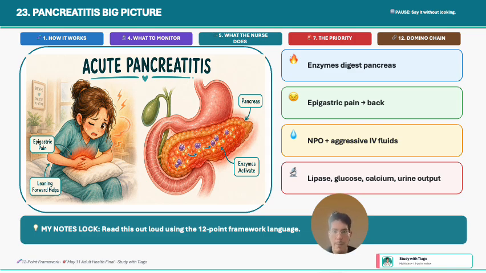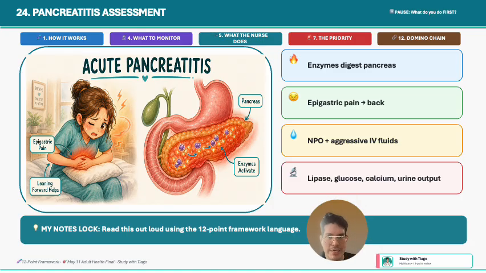So, pancreatitis is the pancreas getting burned by its own digestive tools. Okay, that's your memory. Okay, I'm going to say it again. Pancreatitis is the pancreas getting burned by its own digestive tools. Did I say stools or tools? Tools. Okay.